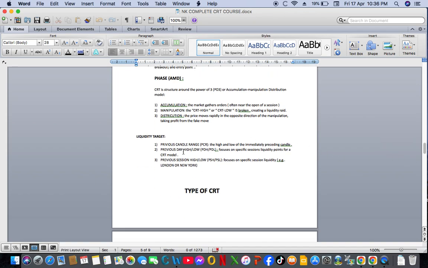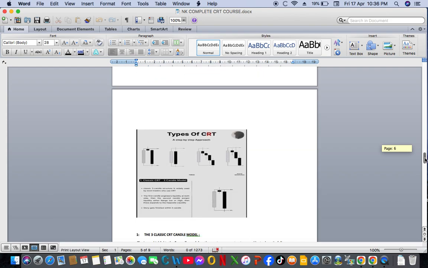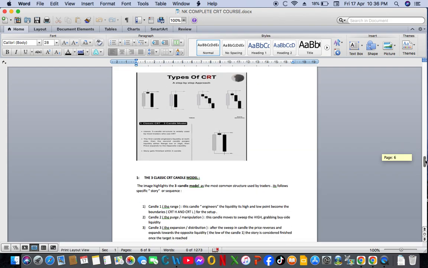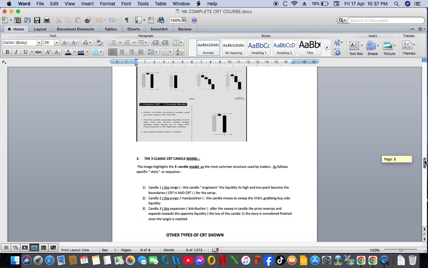And the liquidity targets: you have the previous candle range, you have the previous day low and high, you have the previous session low and high. So every session has liquidity, every daily candle has liquidity, every weekly candle has liquidity, every range in general has liquidity. So liquidity just deals with the highs, the lows, the session opening, session closing, and stuff like that. And here we have examples of CRT candles, because it's not just the classic 3 model. We have the 2 model, the 4 model, the 5 model. So these are the various classes of CRT candles.